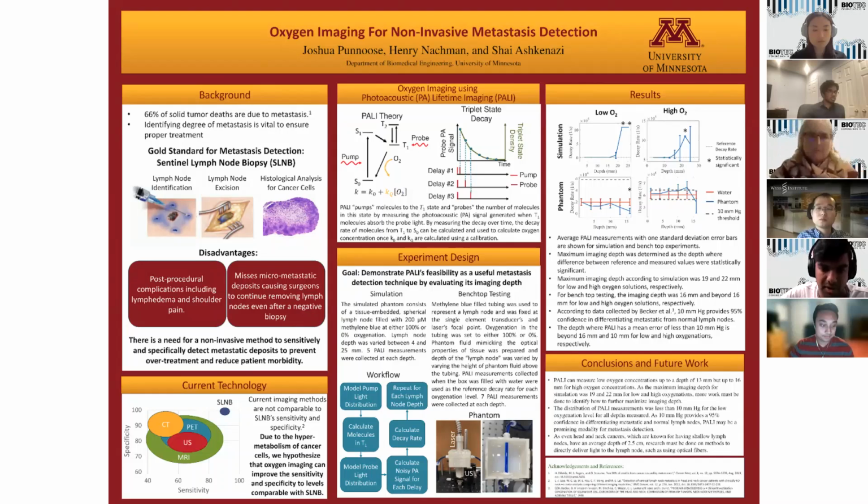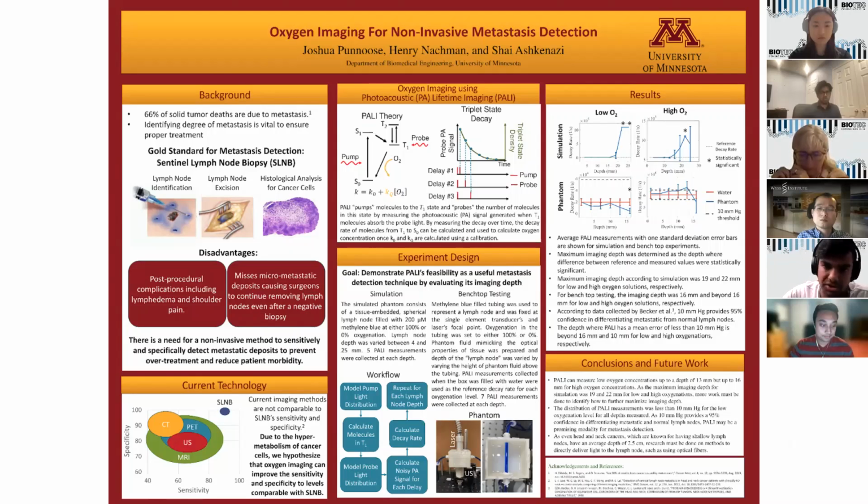So in our physical model, the way we represented the lymph node was with a tubing of methylene blue, which you can see under the phantom picture. And the way we represented the tissue was with a liquid that imitated the optical and scattering properties of tissue. And for the reference value, we replaced that fluid with water. And so that was like our ground truth value.